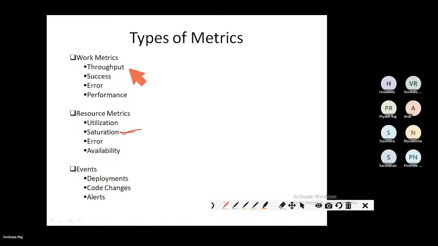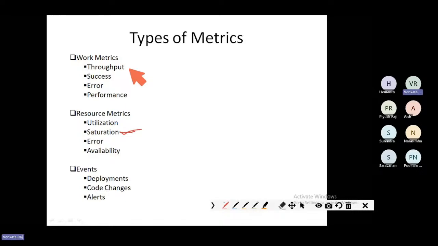Availability is inversely proportional to your downtime. If your downtime is high, your availability is less. If your availability is high, your downtime is less. Yes or no, guys? So they are inversely proportional to each other. Availability means what percentage of the time your system is up and running. So that is my availability.